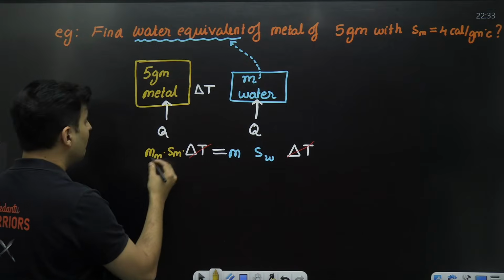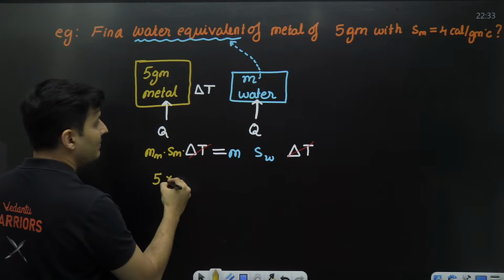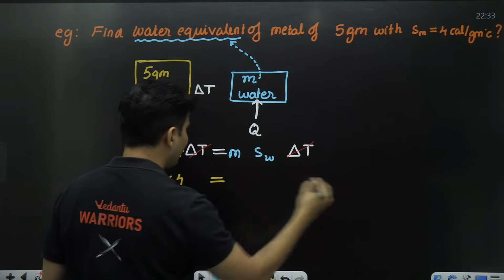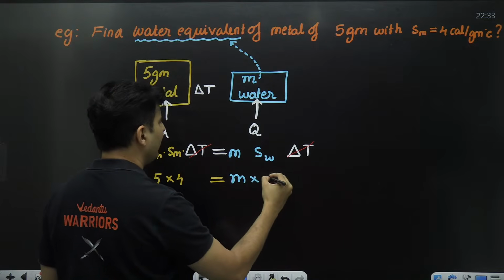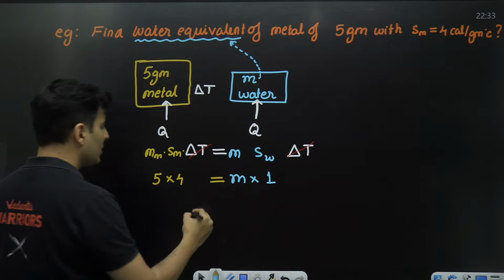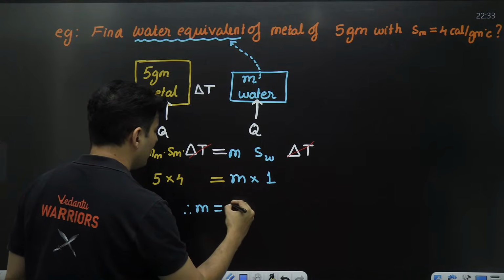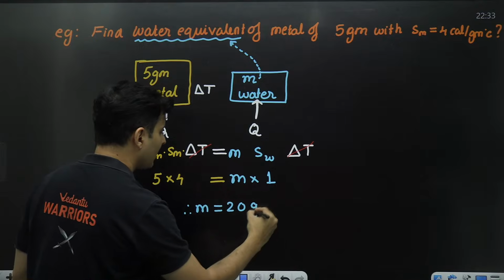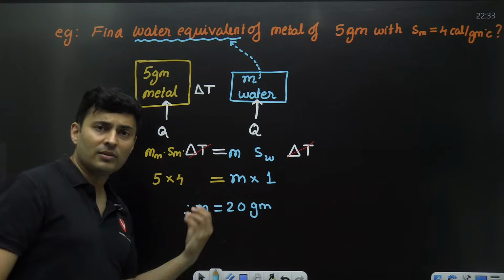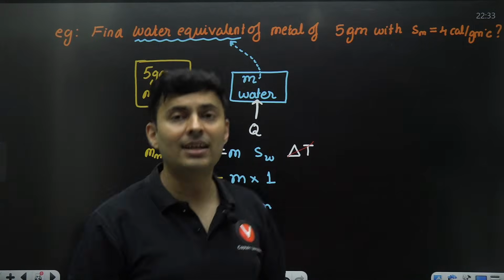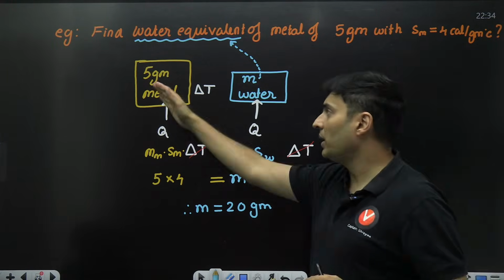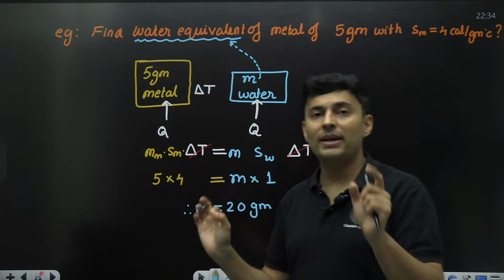So over here, mass of the metal is 5 grams, specific heat capacity is 4, is equal to mass of the water, I do not know. Specific heat capacity of water is 1 calorie per gram per Celsius. That's a standard thing. So therefore, my M will be 20. 5 fours are 20 grams. Always the answer will be in grams. That means this 5 grams of the metal will behave exactly like 20 grams of water. So the water equivalent of the metal is basically 20 grams.